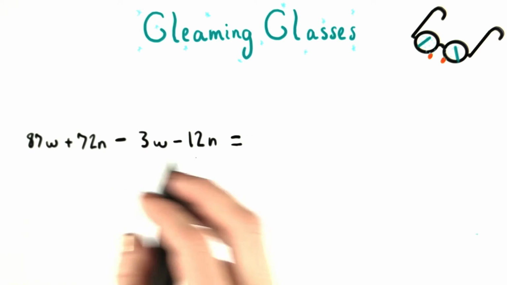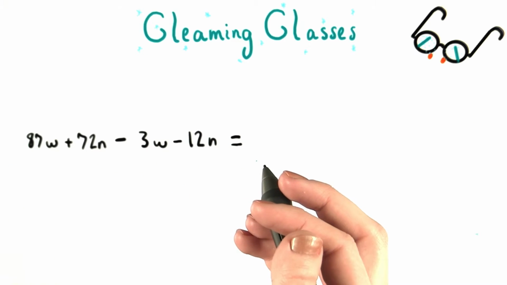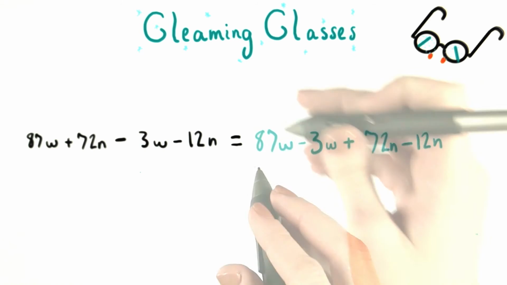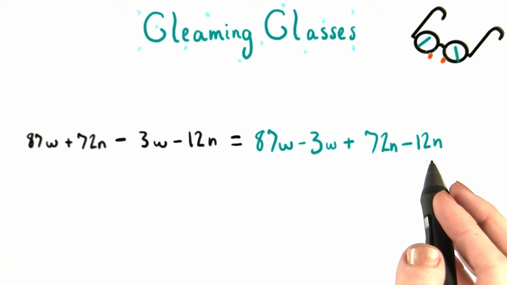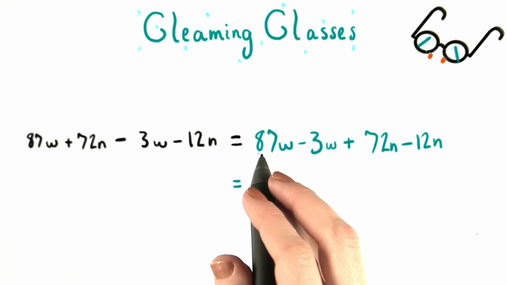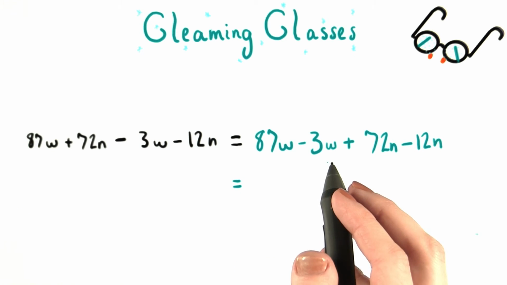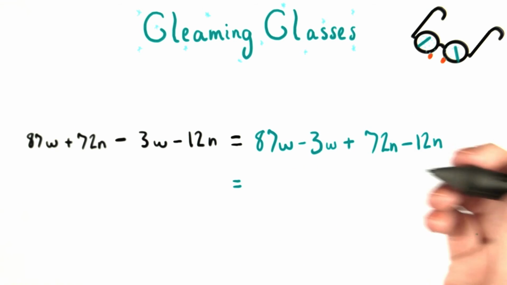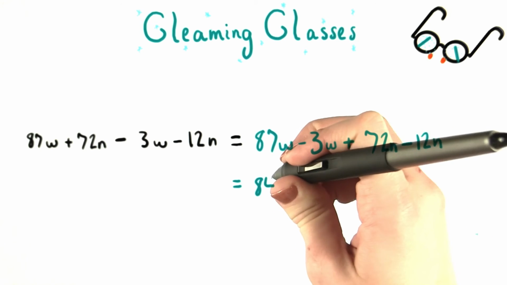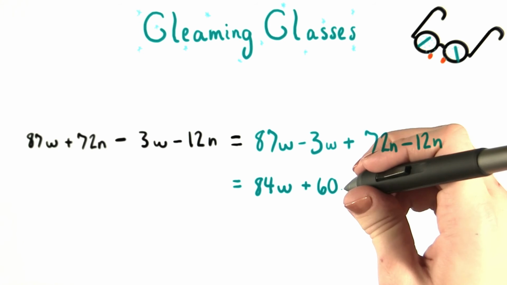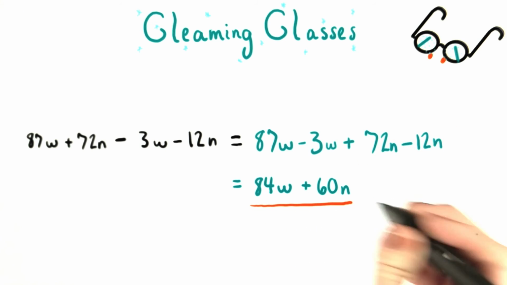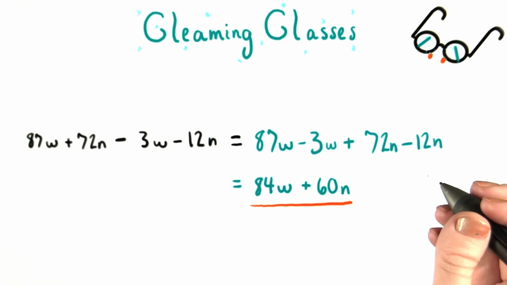We just need to rearrange the order of the terms so that like terms are next to each other, and then simplify. So first we rearrange the order of the terms so the w terms are next to each other and the n terms are next to each other. And then we just add their coefficients together and multiply by the proper variables. So 87 minus 3 is 84, and the variable there is w. And 72 minus 12 is 60, and the variable there is n. So here's our final answer, 84w plus 60n. Awesome job.